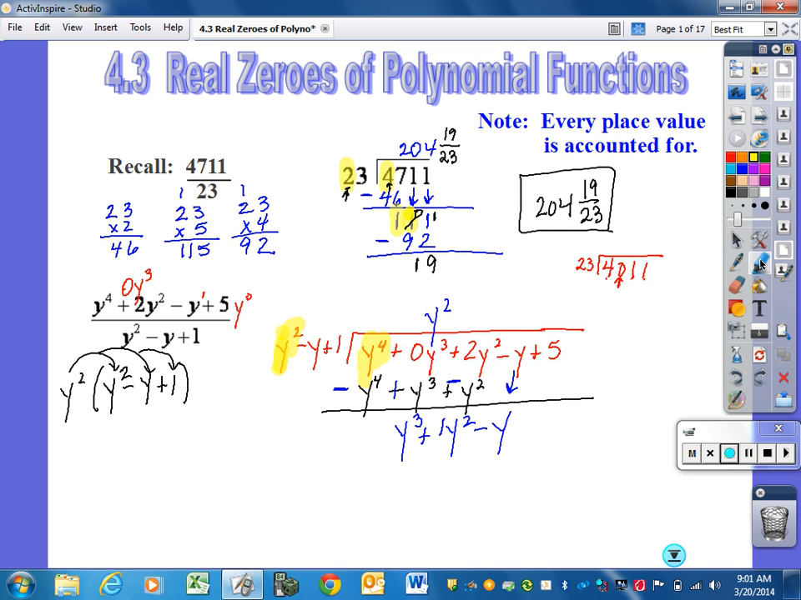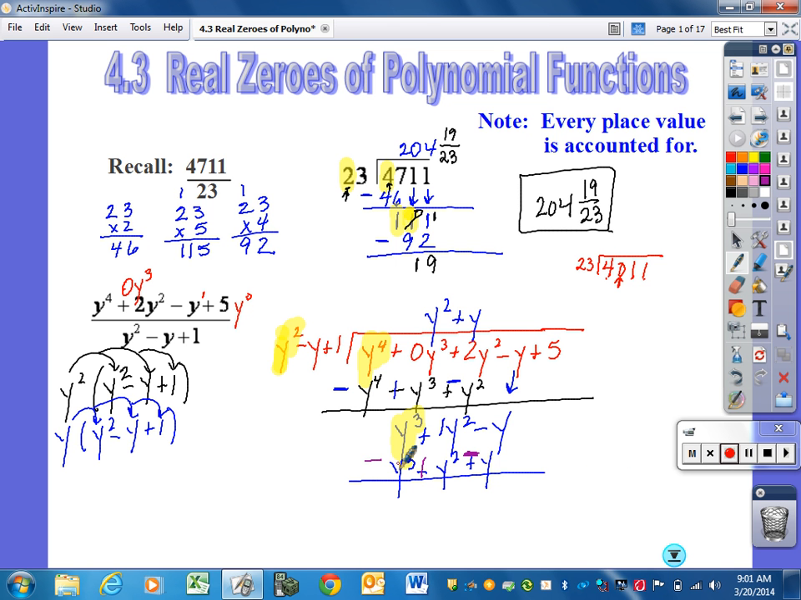And I repeat the process. Y squared goes into the first term, y cubed, positive y times. So I come over here and take my y times y squared minus y plus 1, the entire divisor. And when I multiply that out, I get y cubed minus y squared plus y. Draw my line and subtract every single one of them.